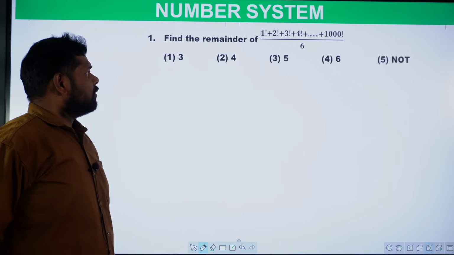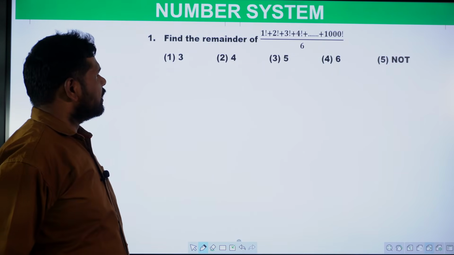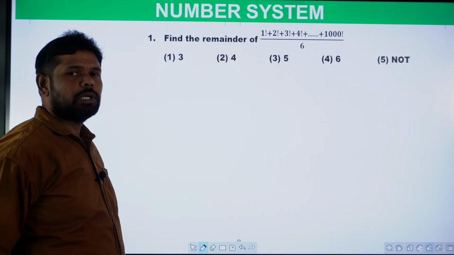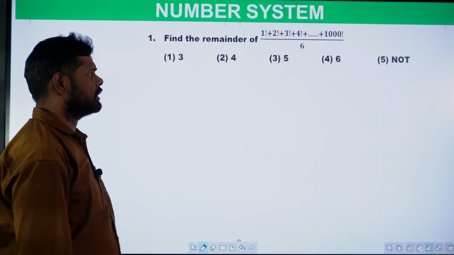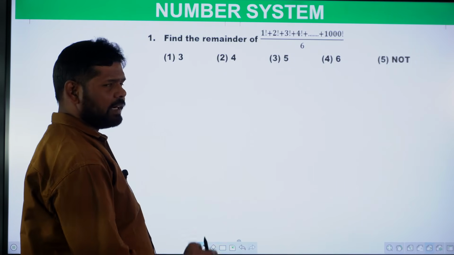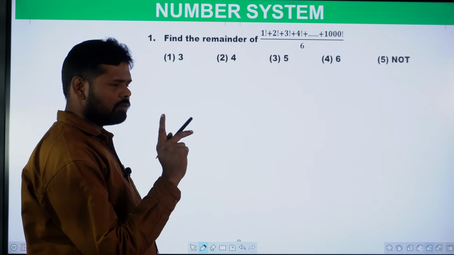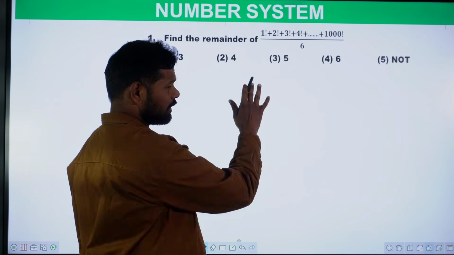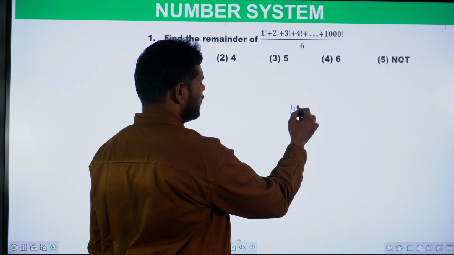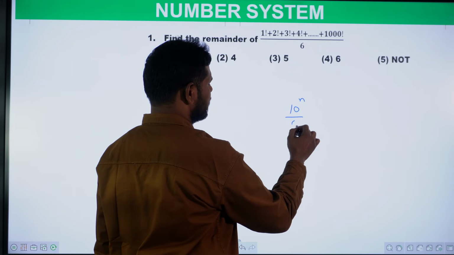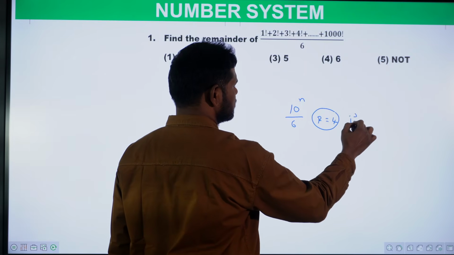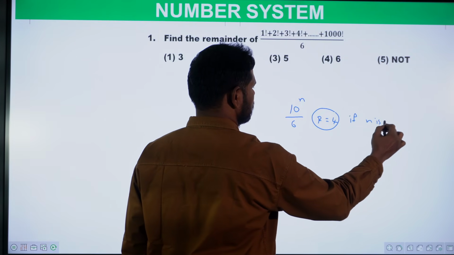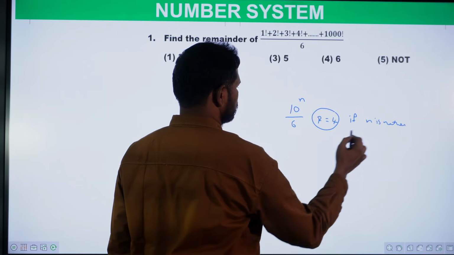Find the remainder of 1 factorial plus 2 factorial plus 3 factorial and so on up to 1000 factorial divided by 6. Divided by 6 means I already said one concept, which I discussed not for this question, just to remind you. Any 10 power n divided by 6 gives remainder 4 only, if n is a natural number.